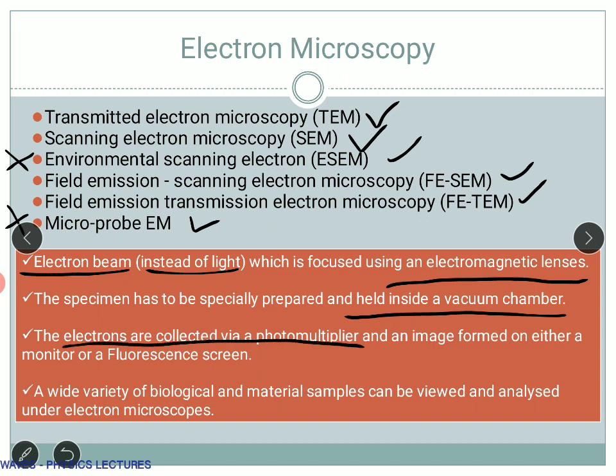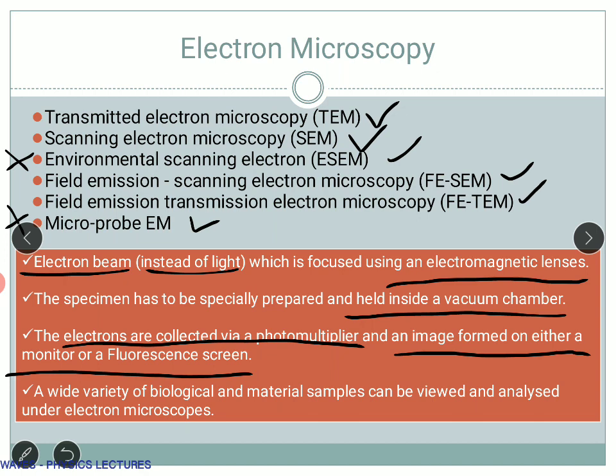Now the electrons are collected via a photomultiplier tube. So the electrons which are getting reflected or transmitted from the sample are collected via a photomultiplier tube, and this tube is connected to an electronic system, and an image is formed on either a monitor or a fluorescent screen. If you are connecting it to a computer system, this photomultiplier tube will enhance or multiply the signal and give you an image on the monitor. On the other hand, if you just have a fluorescent screen, the electrons are going to strike the screen and you get a signal, and finally an image is formed. I've got an image of this fluorescent screen and monitor image in the next slide.